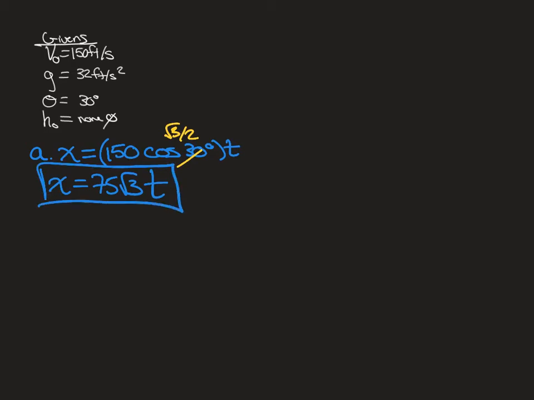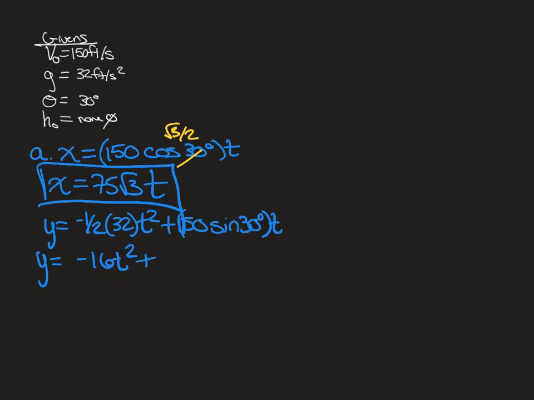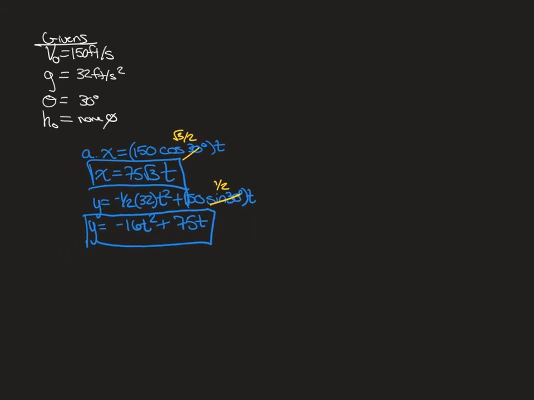My y equation, y equals negative 1/2 times my g, which is 32, t squared plus 150 sine of 30 degrees times t. And then I don't need a plus 0 at the end because my initial height was 0. So y equals half of 32 is negative 16 t squared plus, sine of 30 is a half, so half of 150 is 75, and then my t. So there is my other equation. So there's my part A.